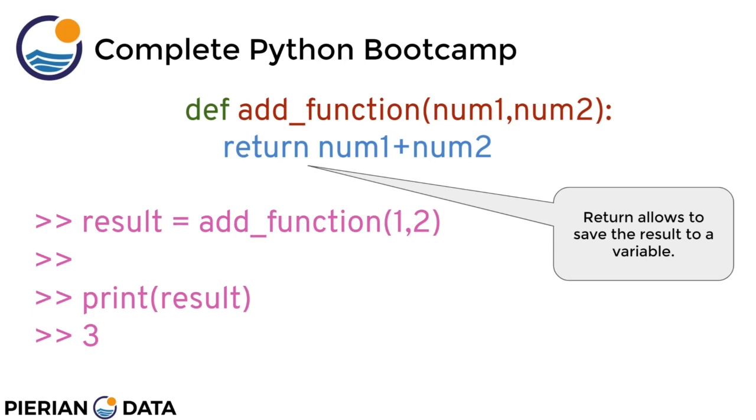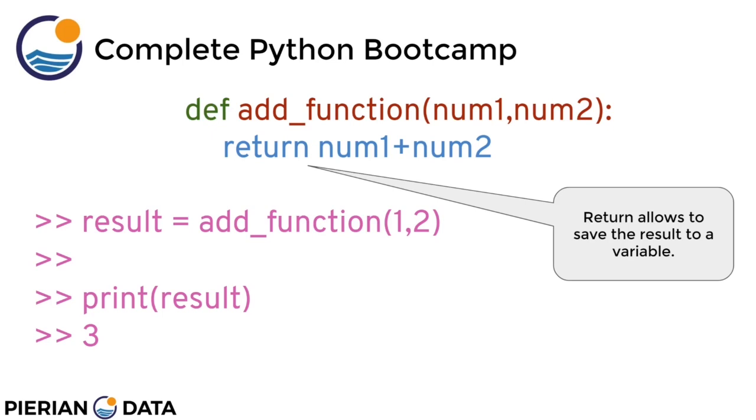I've created a function called add function, and it takes in two arguments or two parameters, num1 and num2. And keep in mind that you can call these variables whatever you want, so it's very flexible in the naming scheme. And then it's going to return the result of num1 plus num2. You should also notice here that return doesn't have any parentheses attached to it, unlike a print function. And so return then allows you to save the result to a variable, which print does not.